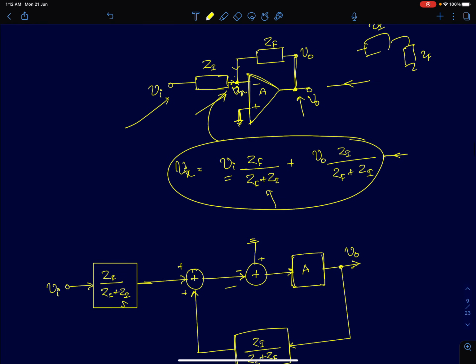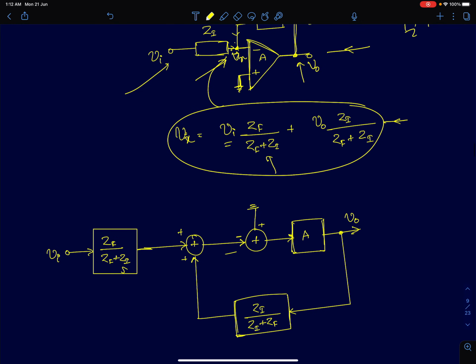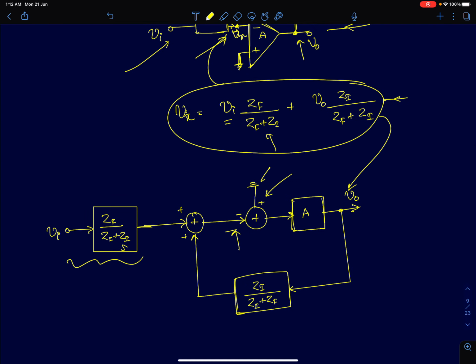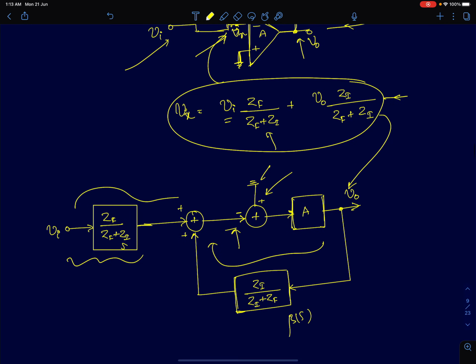So to show this circuit, I've drawn it in a block diagram format. I've shown it here. The positive terminal of the op-amp is at 0, which is at ground. The negative terminal is the sum of two quantities: Vi times some fraction and V0 times some other fraction. This V0 path is a feedback quantity, so I'm going to call this beta of S. So voltage is fed back and a fraction of it is added with the input signal. Both these signals are then fed to the negative terminal here.